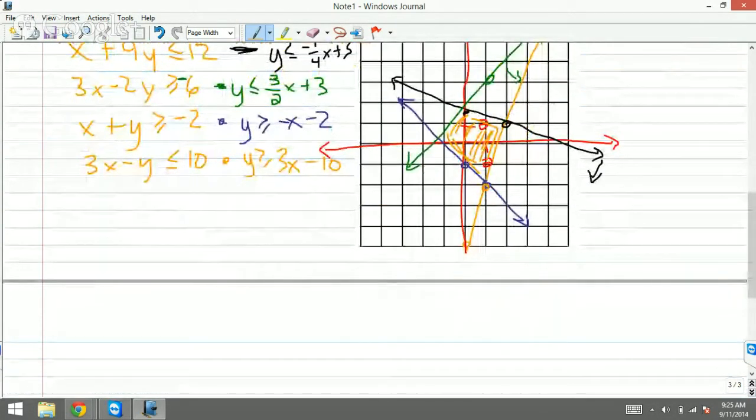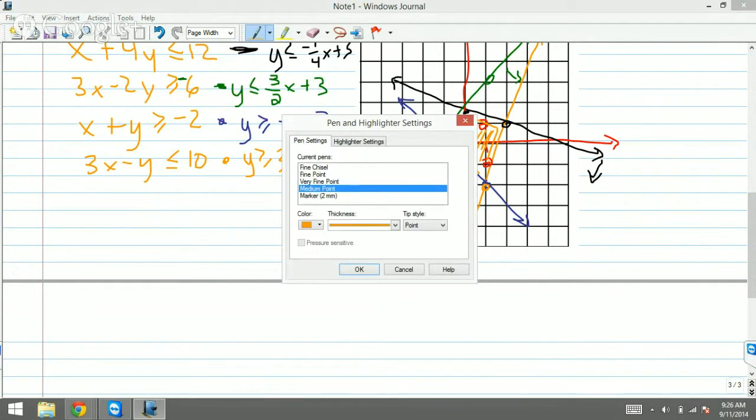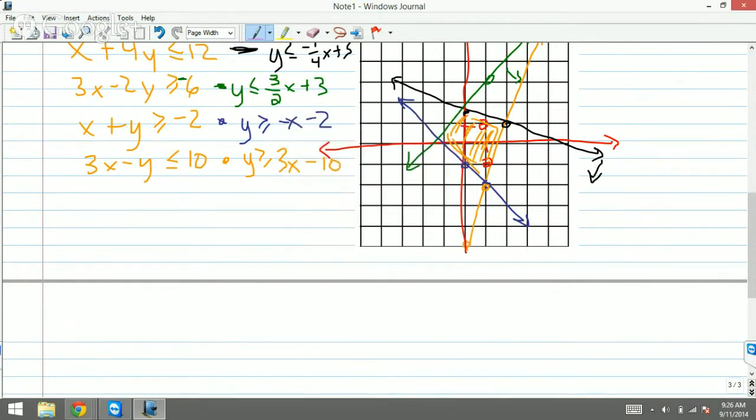Just looking at it, do you think any quadrilateral guesses? Are there any parallel sides? Probably not. It might be a kite. We're not going to worry about it, but we have to figure out those 4 intersection points.